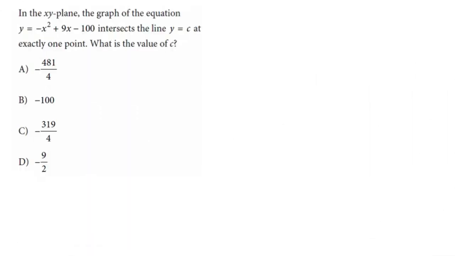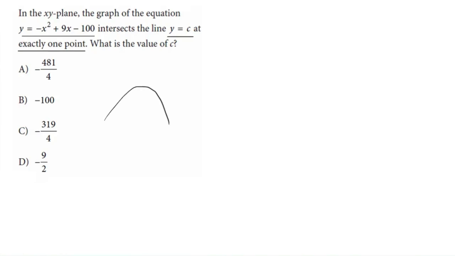All right, another problem. In the xy plane, the graph of the equation y equals minus x squared plus 9x minus 100. This is a quadratic expression. It's a parabola and intersects the line y equals c at exactly 1 point. So when a line intersects a curve at exactly 1 point, you can say that this line will be tangent to this curve. So this is an upside down parabola. It should look like this.